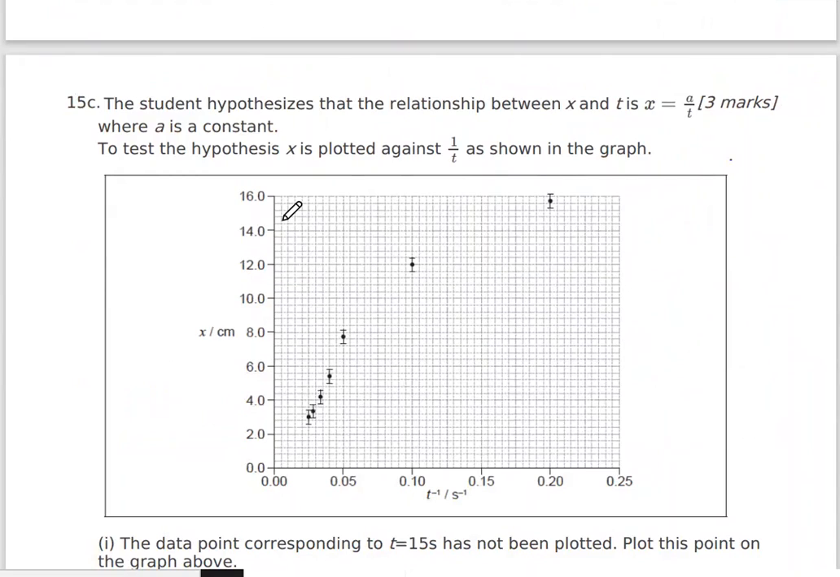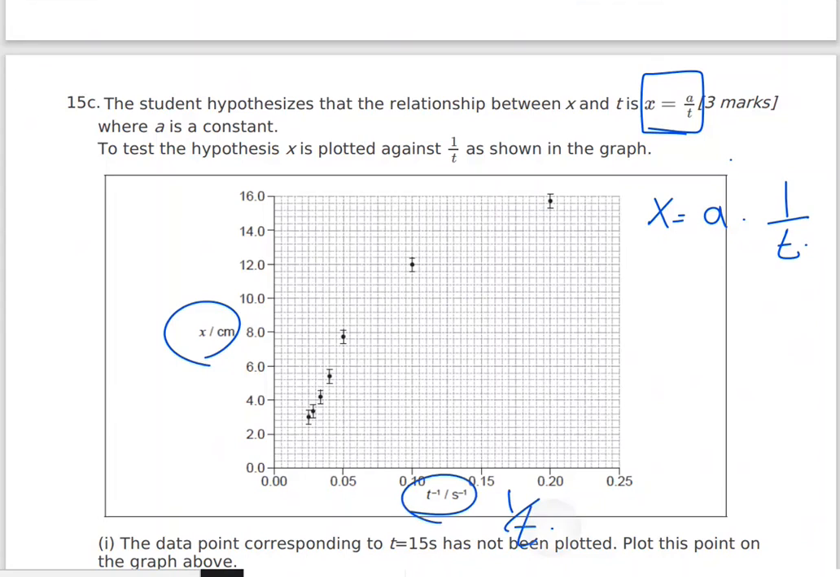Now, the student hypothesizes that the relationship between x and t is x equals a divided by t. Displacement equals a times 1 over t. Here we have a relationship between displacement in centimeter and t inverse, which means 1 over t. If x is on the y-axis and 1 over t is on the x-axis, a will represent the slope.